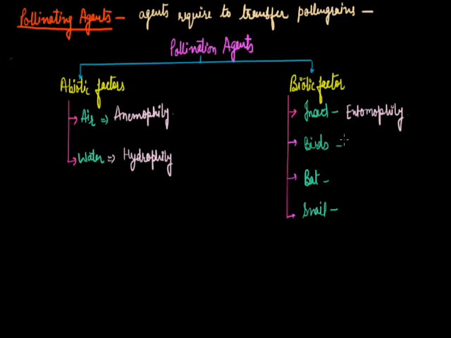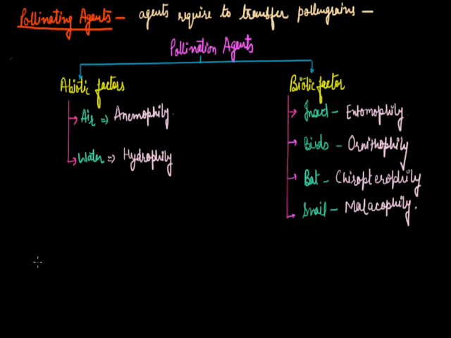I am going to write all the terms. Pollination done by birds, this is known as ornithophily. Chiropterophily. This is about pollinating agents.